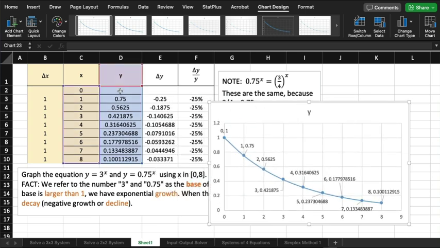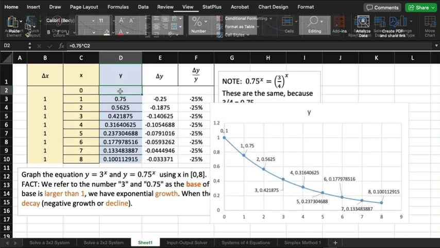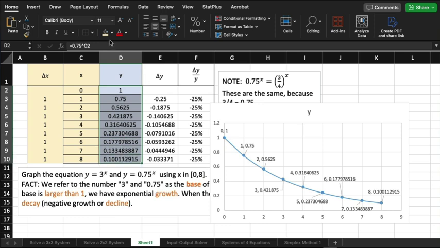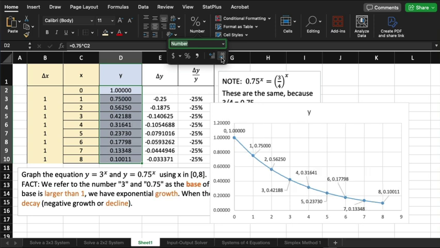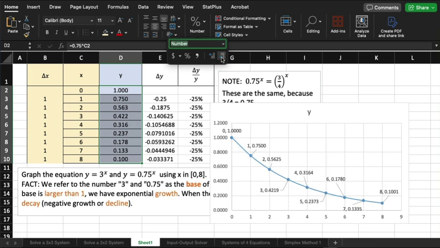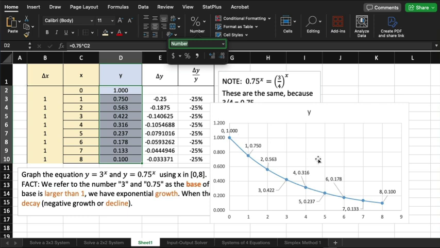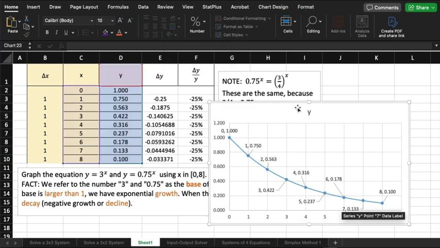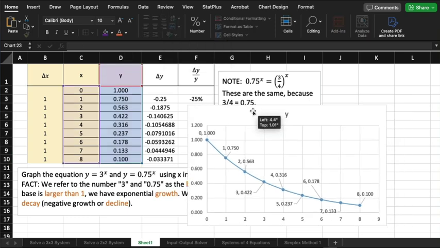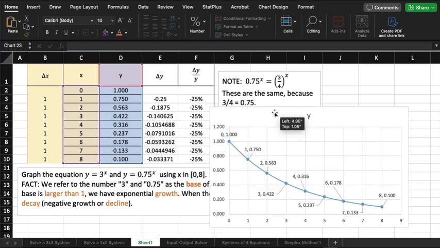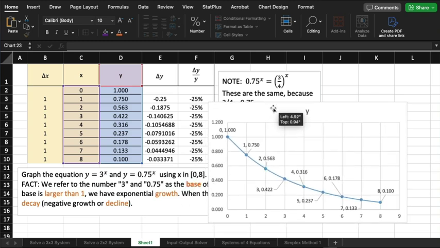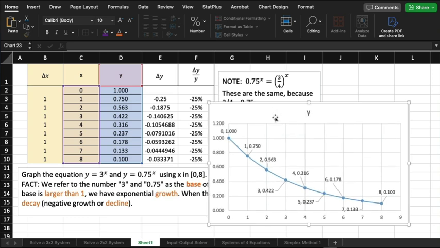You could also, over here, right now, just reduce the number of decimal places that are showing, and that will adjust on the graph as well. So if you change it over here, it'll change on the graph as well. Okay, so there's your graphing of an exponential decay situation where we have the base of the power, x, is a number smaller than 1. So that's going to give us decay or decline.